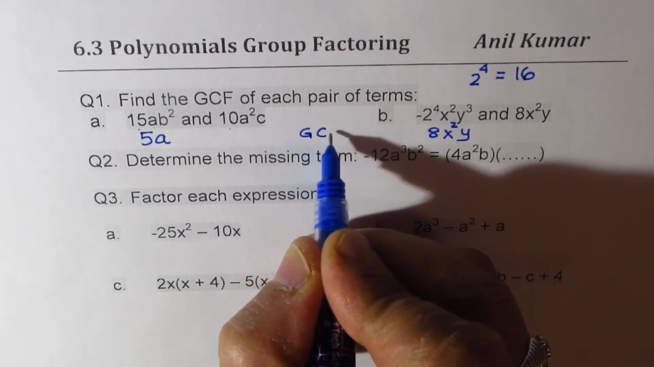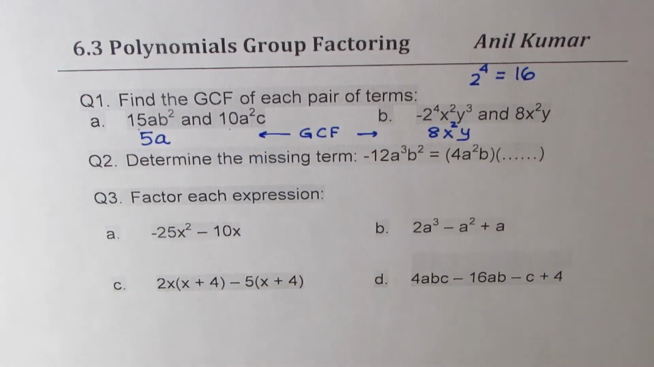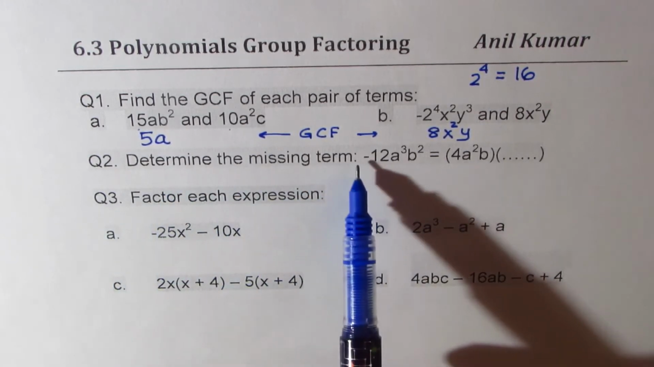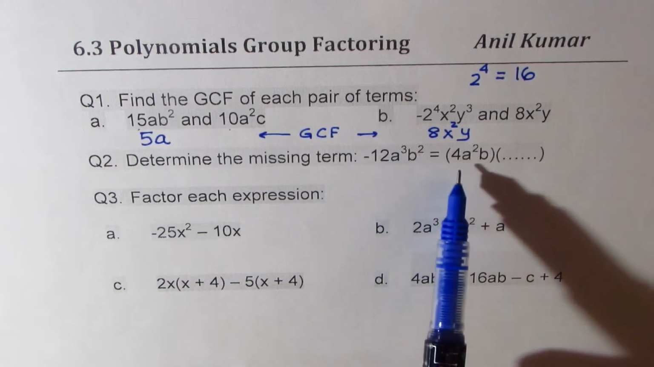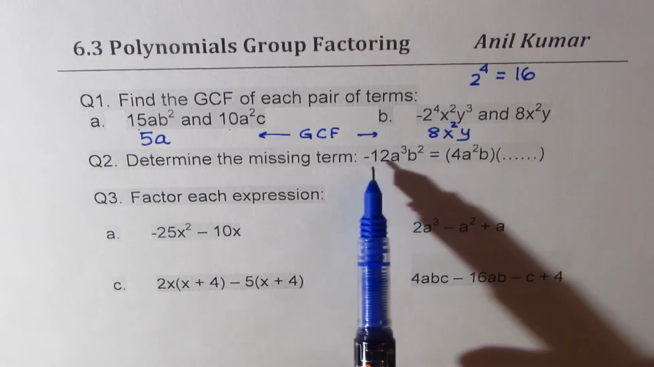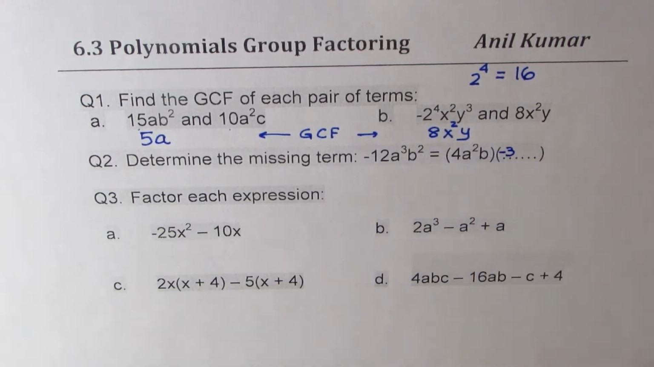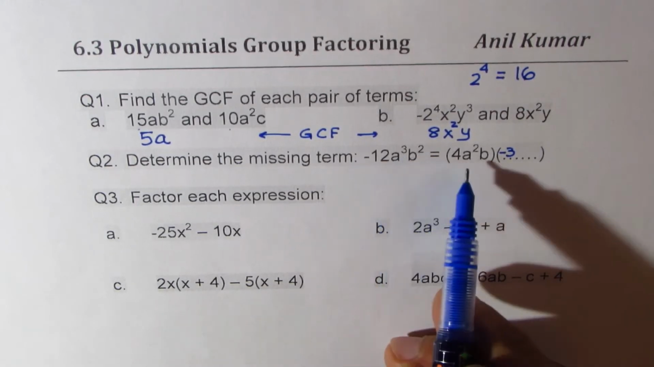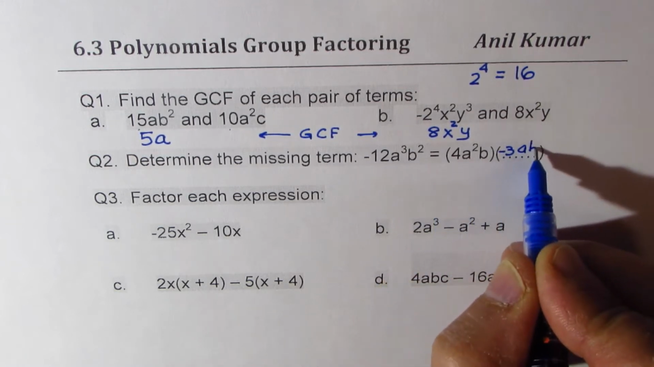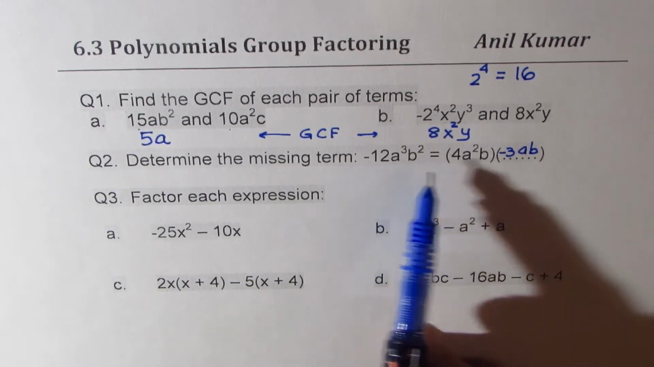So we found the GCF for both these questions, the greatest common factors. Now second question is, determine the missing terms. We have minus 12a cube b square. One bracket is 4a square b. As far as the number is concerned, minus 12 divided by 4 is minus 3. So we get minus 3 here. Now variables, a cube, a square, 1a is missing, and b square, b, 1b is missing. So that becomes the other factor. So in a way, we have factored.